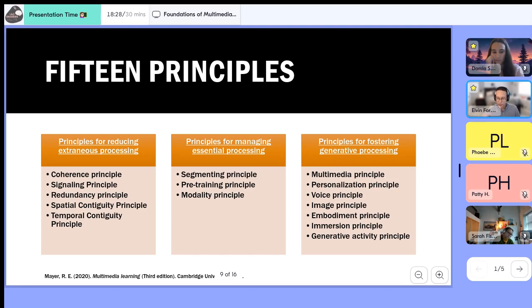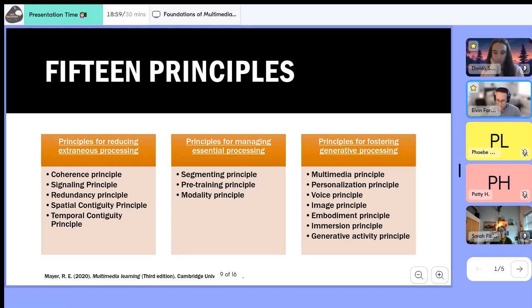Redundancy: not having both narration and text simultaneously playing, because one of those channels is good enough. And in fact, Mayer says really it's just narration plus the visuals with minimal to no text. And then spatial contiguity and temporal contiguity: putting the relevant parts of the text near the relevant parts of the visuals and reducing the space between the two, and then talking about them simultaneously versus in sequence.